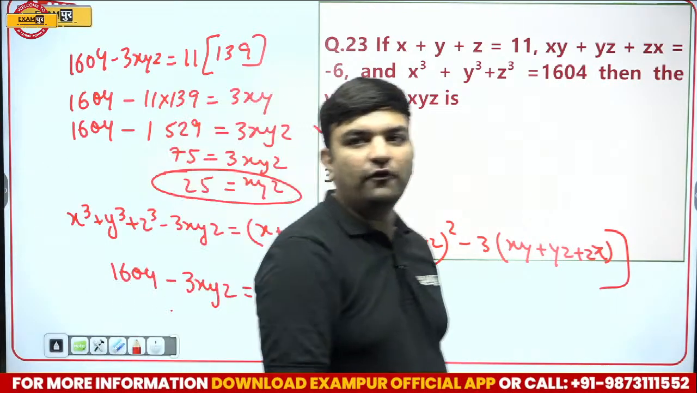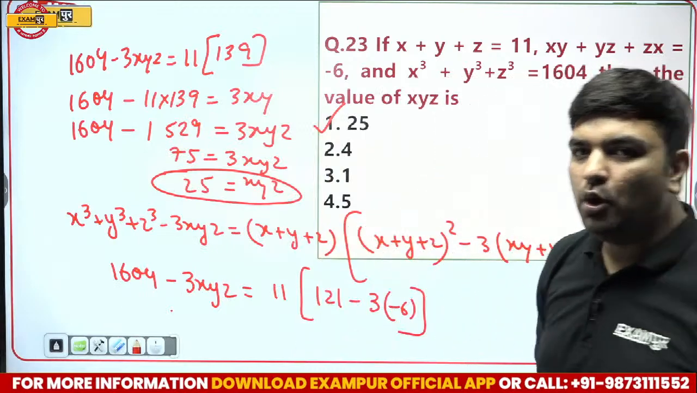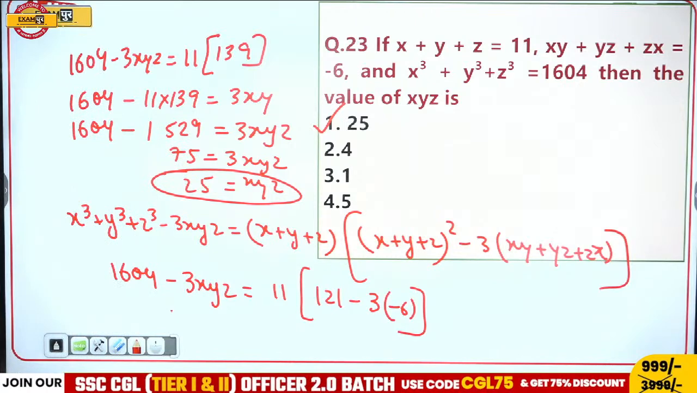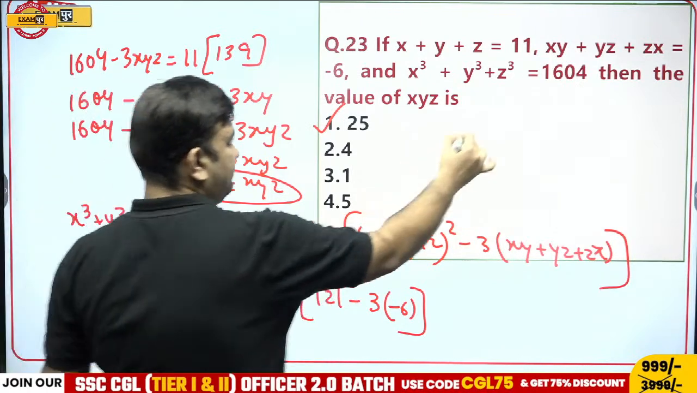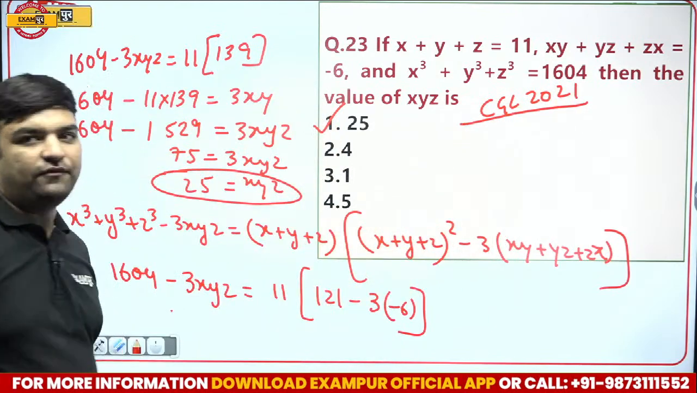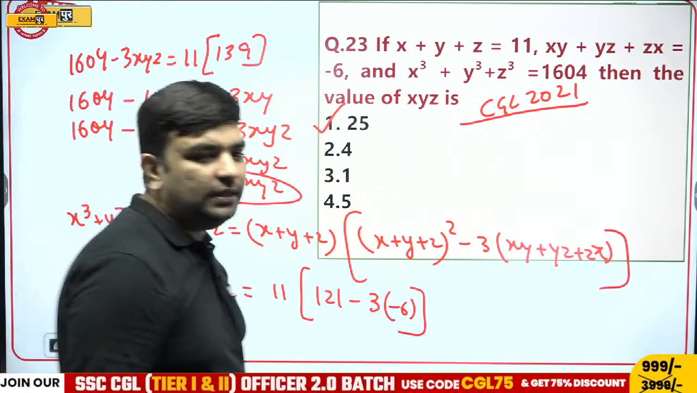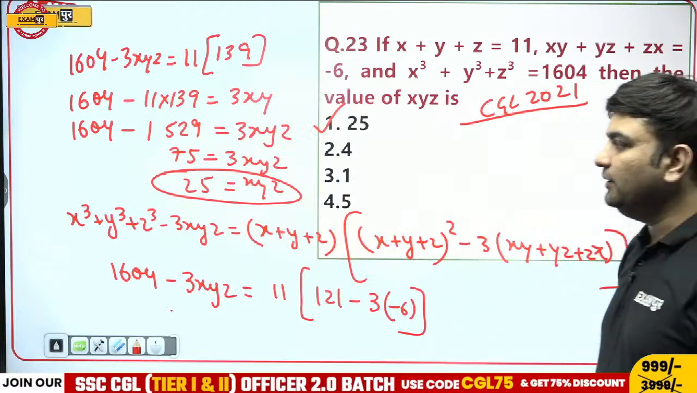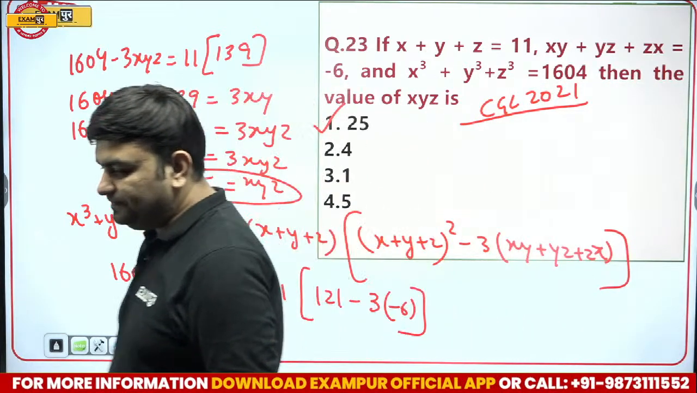We cannot go for value putting because there are 3 equations and 3 variables, so we have to do it completely, and we have done it completely.